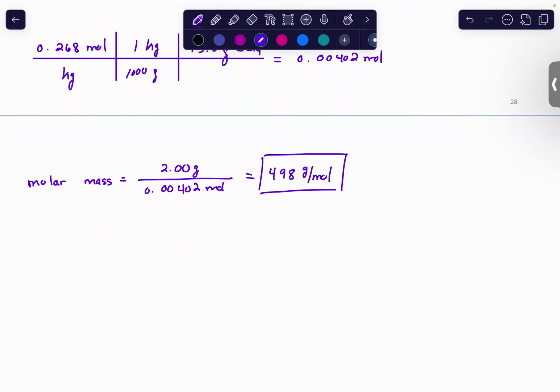So a lot of these problems that you work with colligative properties are going to seem a lot more difficult than they really are. Like, don't overthink them.